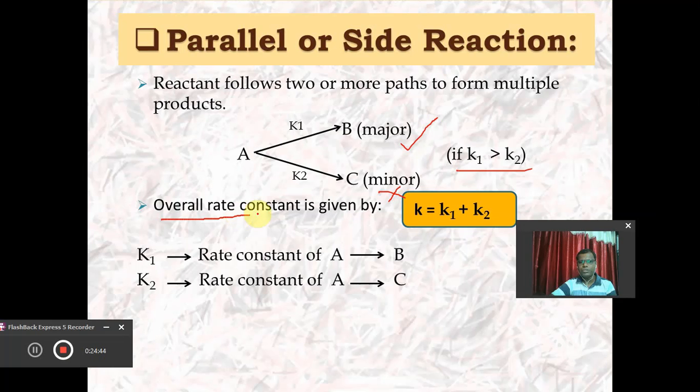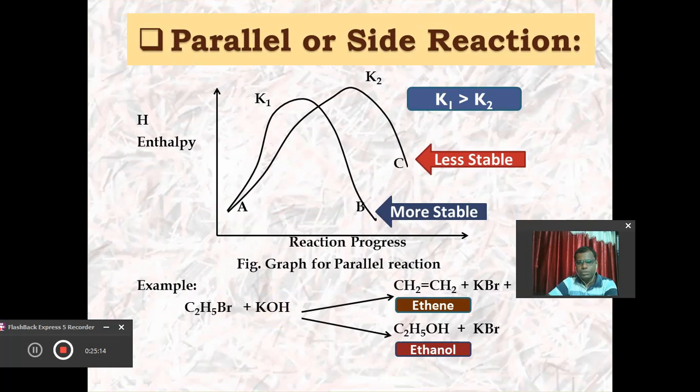The overall rate constant for this side reaction or parallel reaction is the sum of the rate constant of formation of the major product plus the rate constant of formation of the minor product. Whenever you take the sum of these two rate constants, you get the overall rate constant for this parallel or side reaction. As I already told you, K1 is the rate constant of conversion of A into B, and K2 is the rate constant of conversion of A into C. So this is very simple.